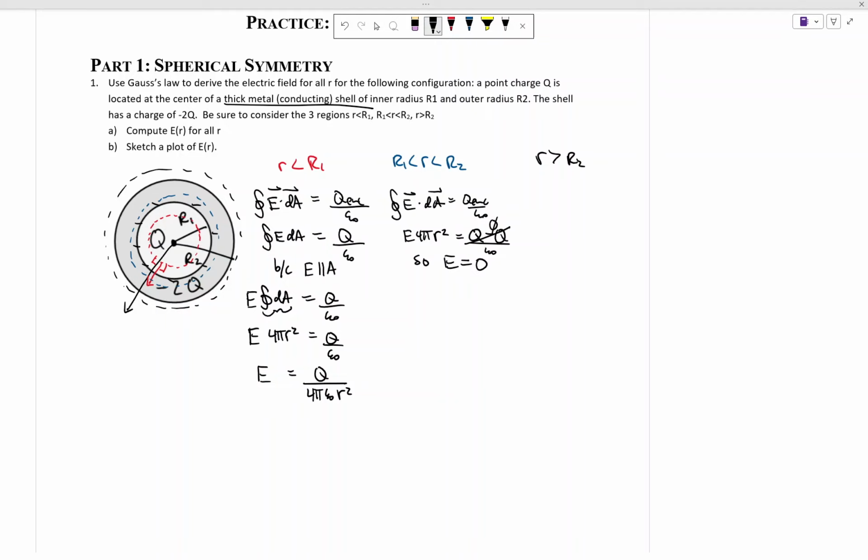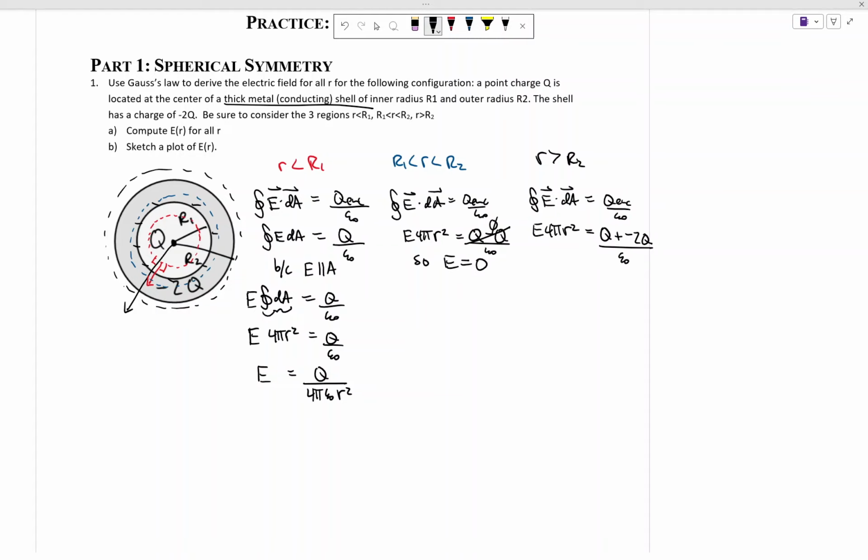Now in this case, well, in all these cases, the starting point's the same. And just like the others, we already know what the left side is doing. On the right side, however, we have two different charges. So we have Q at the center, and then we add to it that negative 2Q.